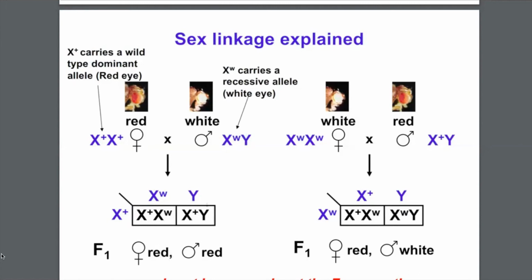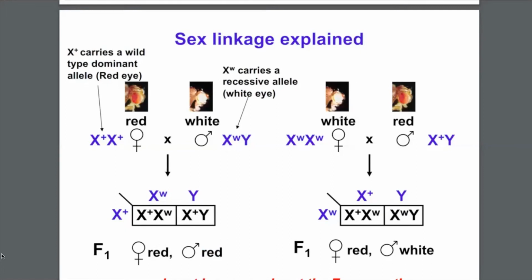And then when we look over here, we're going to have an X plus with a Y, right? This indicates our male, and because we see the plus, it's going to have a dominant allele, and it's going to display the red phenotype. So this is one of our crosses.